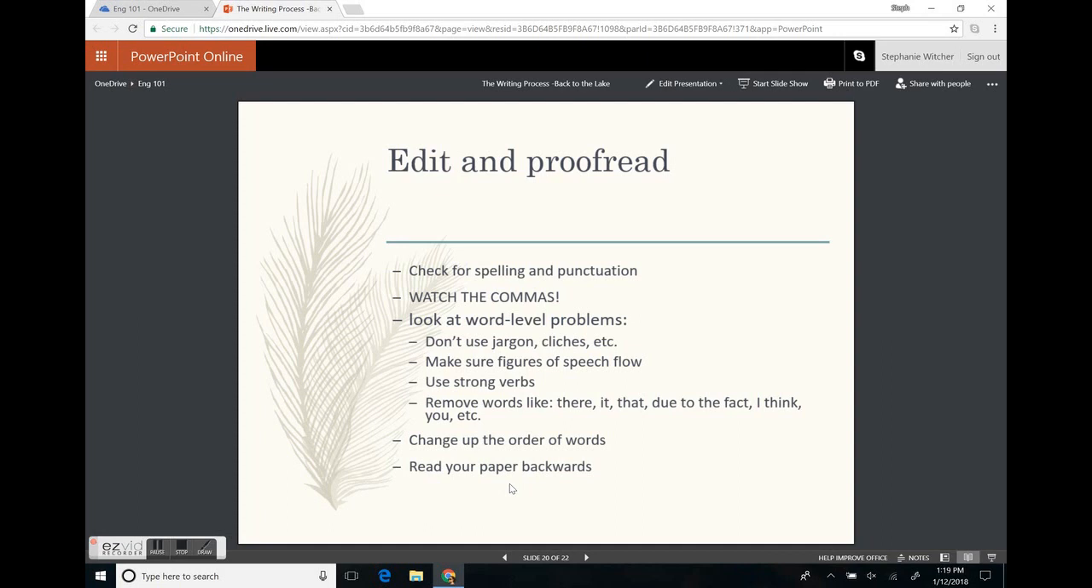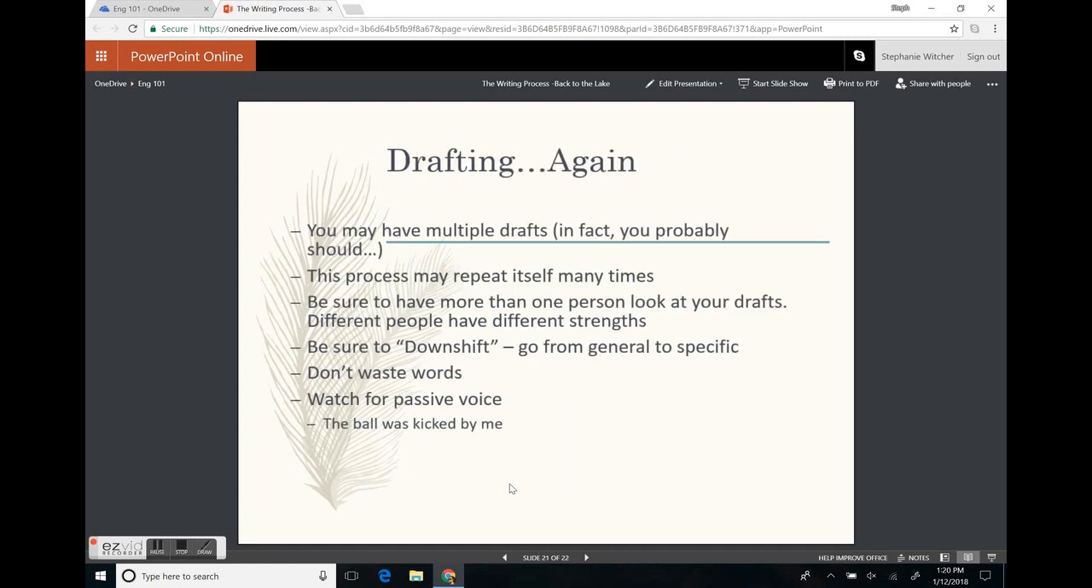So by reading your paper backwards, it breaks the meaning. You can't make meaning out of it. And so that forces your eyes and your brain to really focus on one word at a time. By doing that, you'll find those misspelled words, you'll find those repeat words, things like that. So I highly suggest that as a final step.